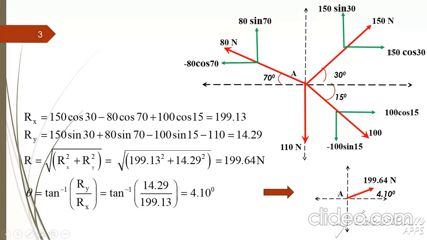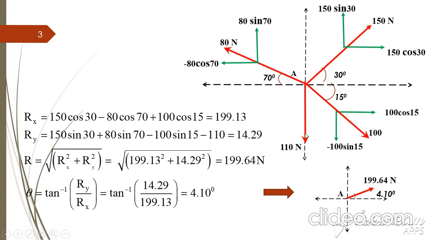Therefore, both are positive. Then considering the second force, 100 Newton making an angle of 15 degrees with respect to the x-axis is resolved into horizontal and vertical components. As the angle is made with respect to the x-axis, the x component, or horizontal component, is 100 cos 15 and the y component is 100 sin 15. Again, the sign convention: the x component of 100 Newton is in the positive x direction, so positive. Then the y component of 100 Newton is opposite to the positive y, therefore it is negative.